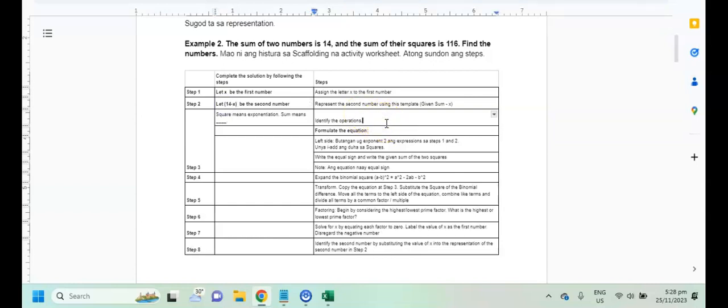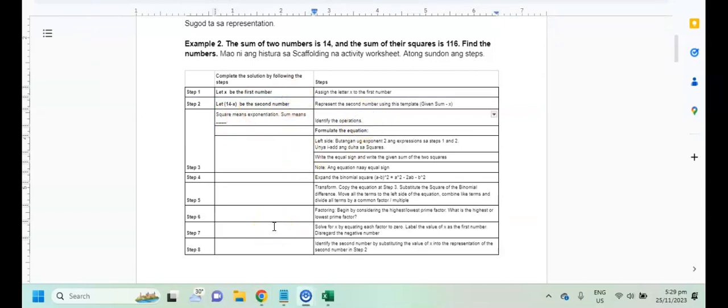Okay? So, please update your worksheets based on your understanding of this demo. Identify the given sum, then write minus X. Okay? So, for step number 2, the template is let blank be the second number. So for step number 2, just subtract X from the given sum. We write and say let 14 minus X be the second number.